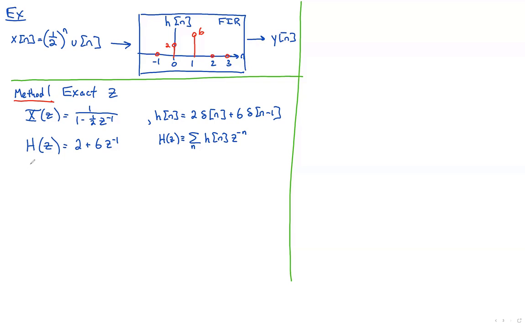Okay, that means that our output, since we're convolving the two in the time domain, we multiply the two in the frequency domain, and it's our input times our transfer function. So it's going to be 2 plus 6 Z to the negative 1 all over 1 minus 1/2 Z to the negative 1. And there's a couple of ways that we can do this. Our standard way is to say, hey, is this proper? Not proper. So we're going to have to divide it.